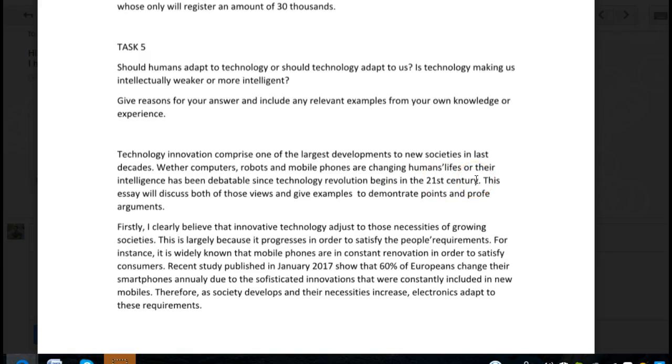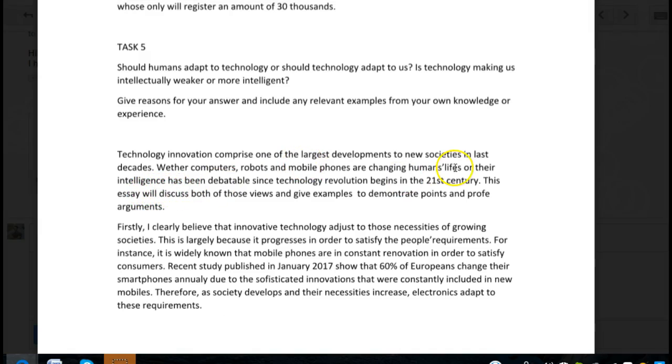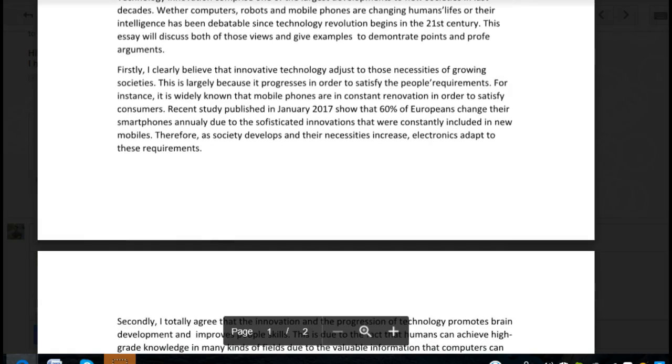So again, "this essay will discuss both of those views and give examples to demonstrate points and prove." It needs to have a V, not an F. Arguments. Okay, well done there. A nice, clear thesis statement in your introduction.